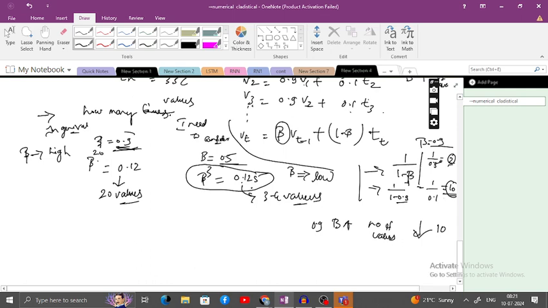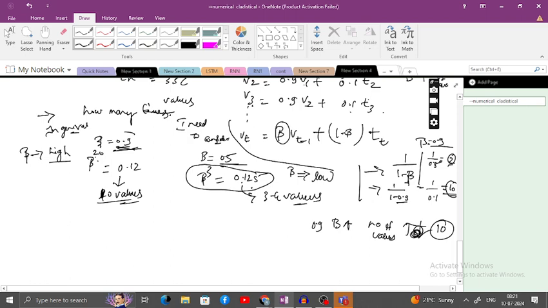Number of values also, for high you will get 20 values. Correct? Beta I consider 0.9. How many values did you get? Means I have my assumption, but actually for 0.9 how many values are you getting? 10. So how many values will you get? 10 values. I assumed theoretically.